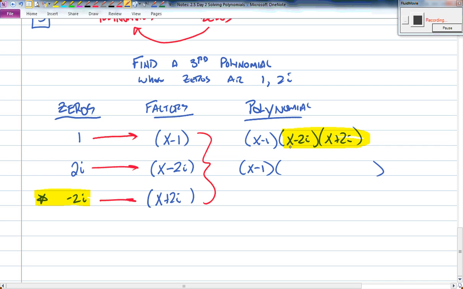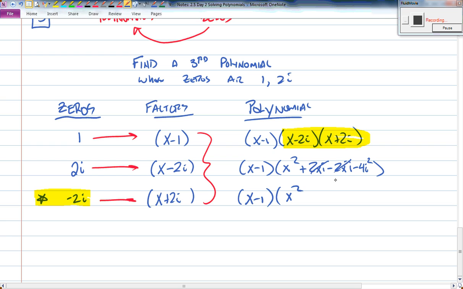This is going to give me an x squared plus 2xi minus 2xi minus 4i squared. All right? Is that right? Good. Let's clean this up a little bit. x minus 1. We're going to have x squared.